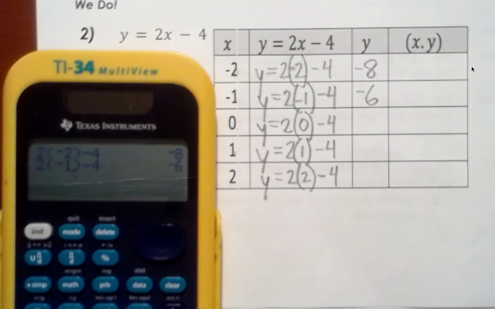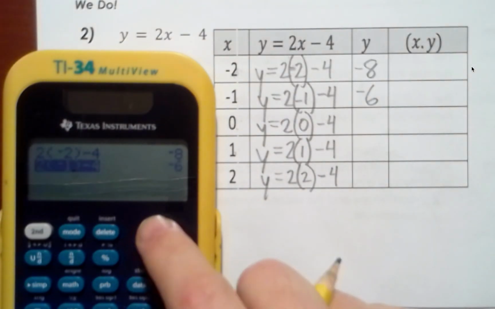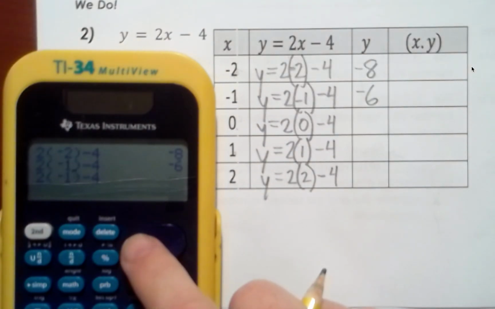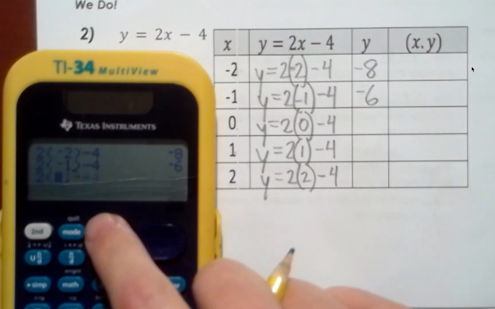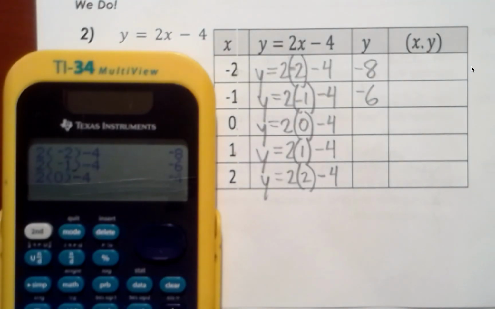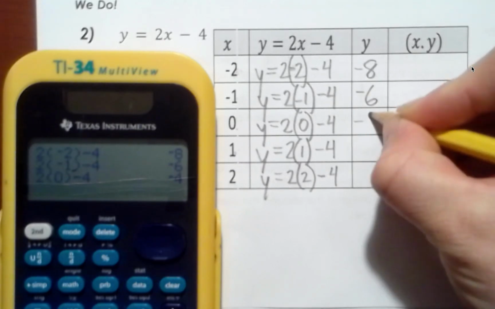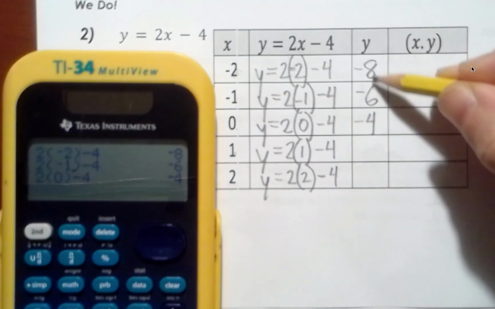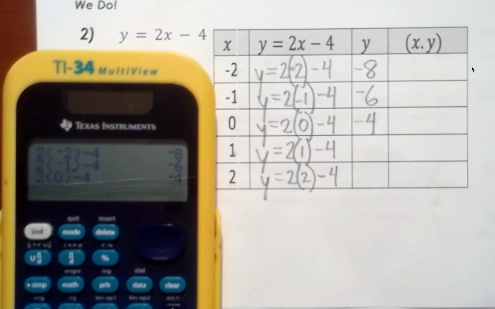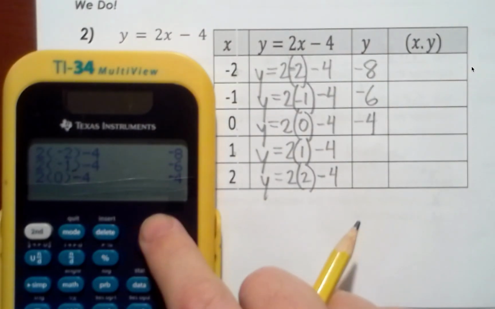And you'll start to see a pattern when you do this in the y's that you get out. Now I need to change the -1 to a 0, so I'm going to delete the negative sign and type in 0, which should give me -4. -8, -6, -4. What do you think is going to come next? Let's see if you can figure it out before I type it in.